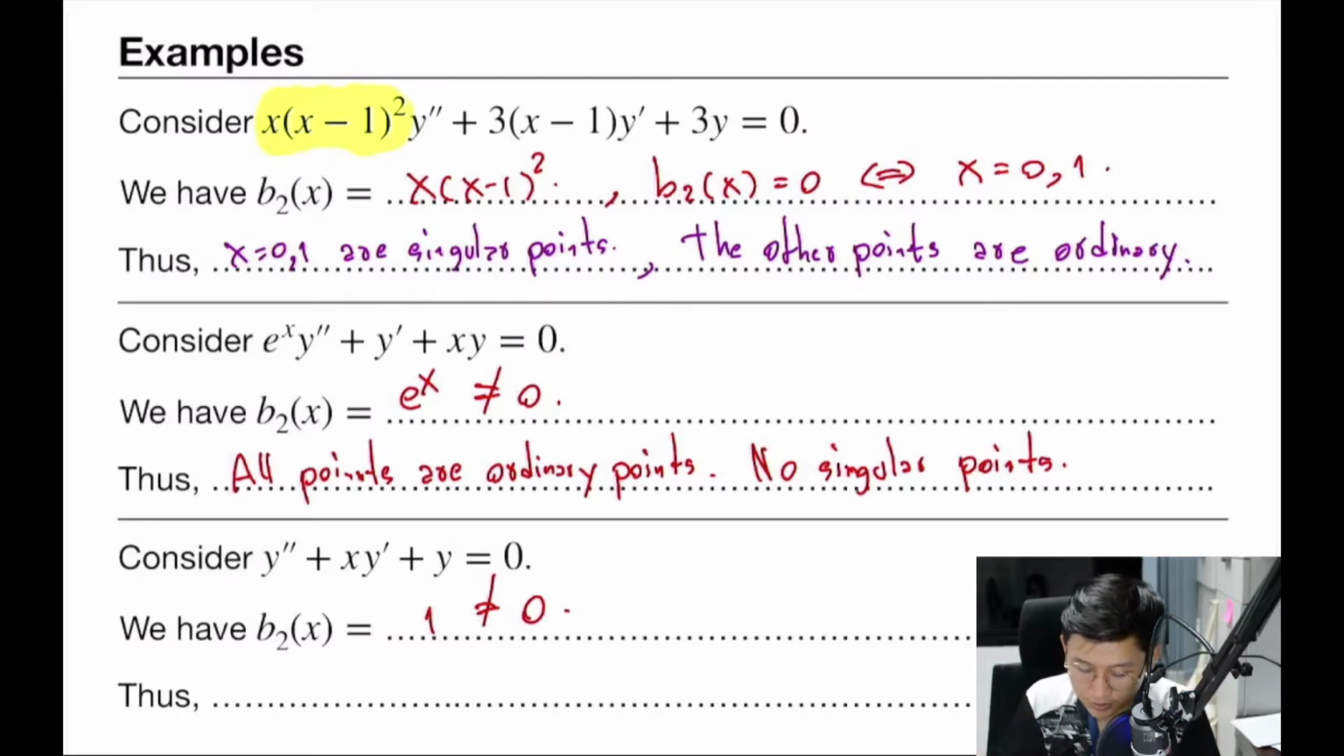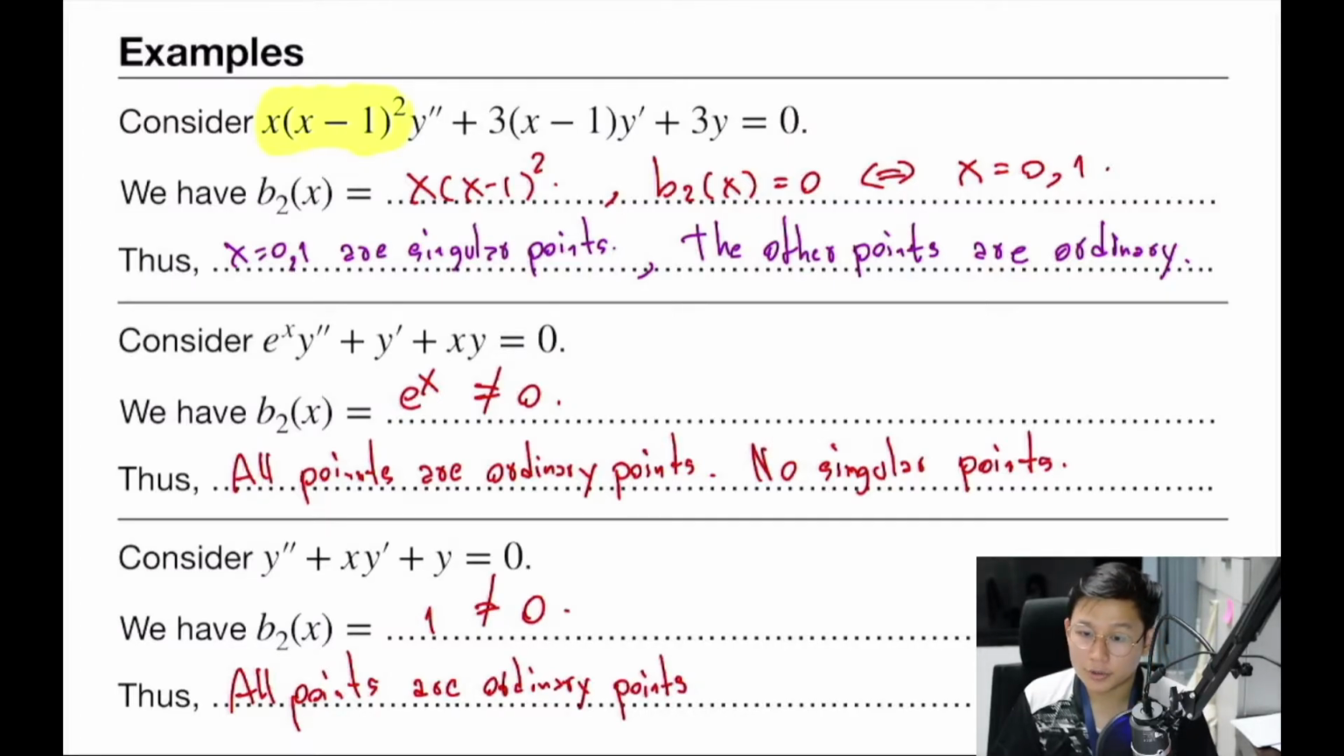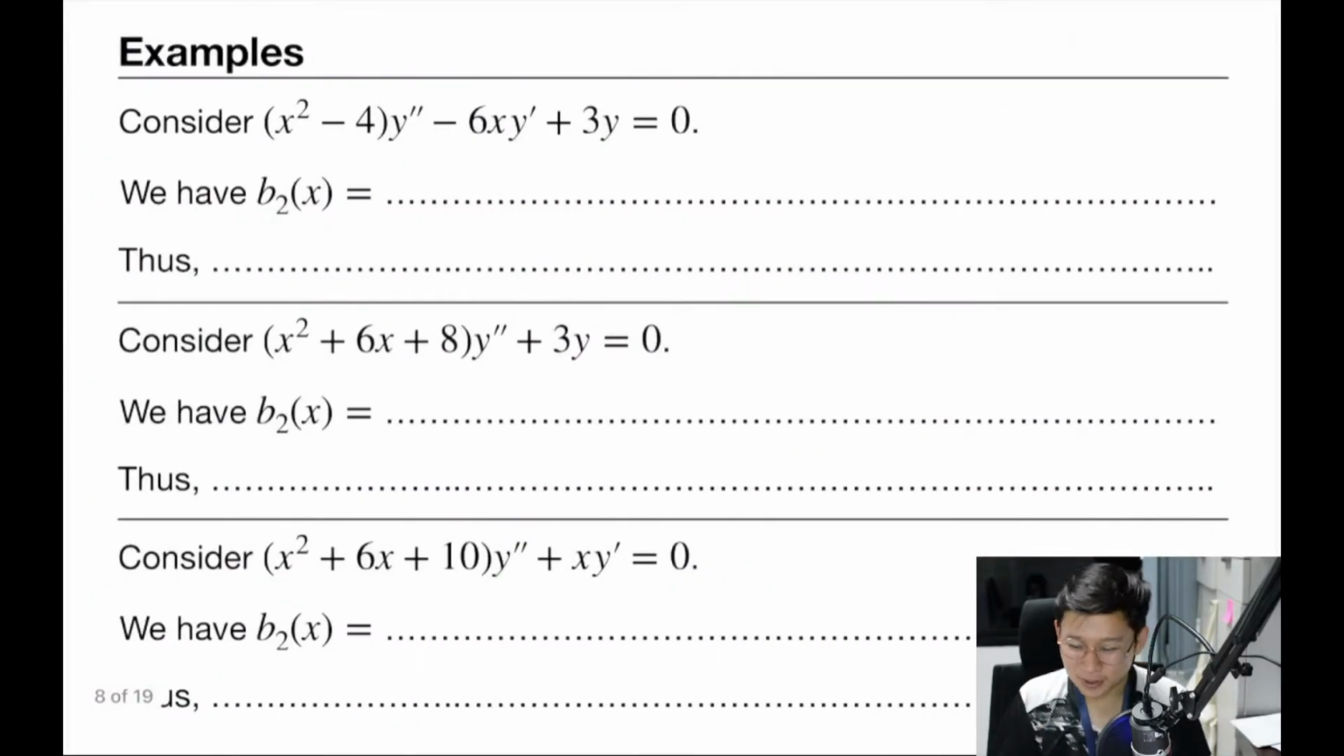And here it's the same. All points are ordinary points, right? All points are ordinary points and no singular points as well. Good. Okay, let's look at more examples.